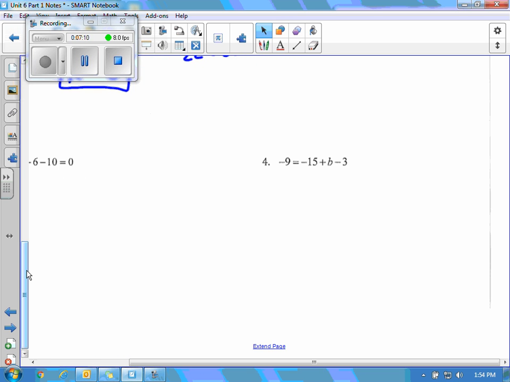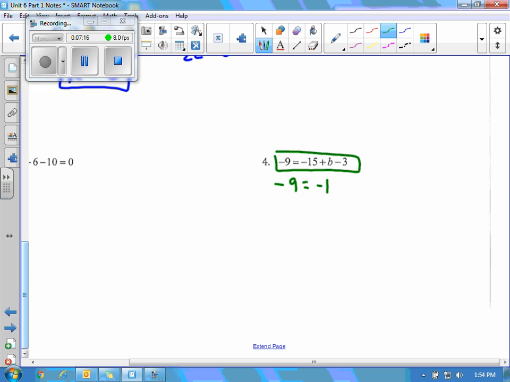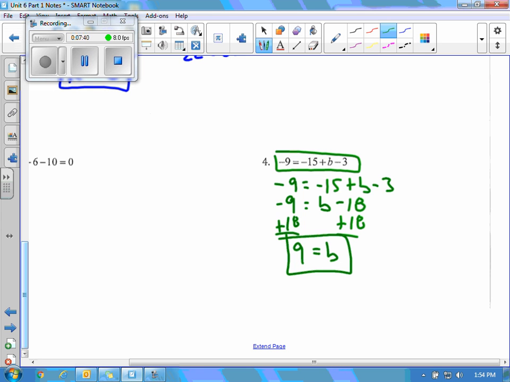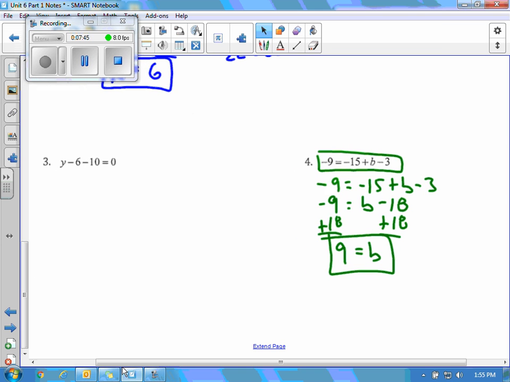So same thing as always, I'm going to start by boxing and rewriting. So I have negative 9 equals negative 15 plus b minus 3. So just on that right side, I have negative 15 and minus 3, so I'm going to put those together first, negative 18. Now to solve this, I need to add 18 to both sides. Negative 9 plus 18 is positive 9. Negative 18 plus 18 is 0, so I'm just left with b. So that's my answer there. Okay, I'll leave 2 and 3 for you guys to work out.